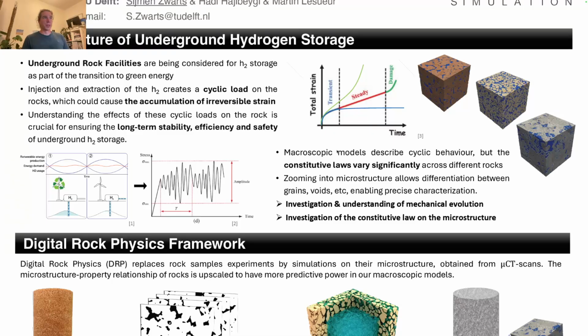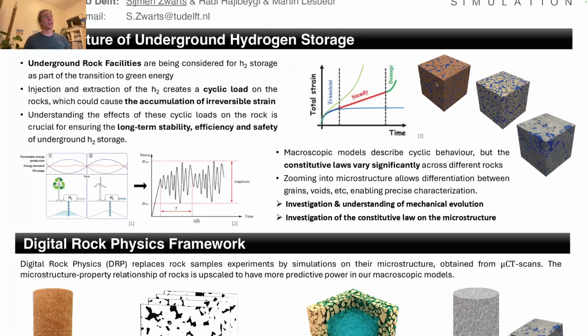Even two rocks which are very similar might differ very much between either the parameters or the model itself. Therefore, the idea behind this research is to zoom in a little bit and we zoom into the microscale. And what do I mean with the microscale? A microscale is, as you can see here, where we can identify each individual grain in the rock and the void space around it.